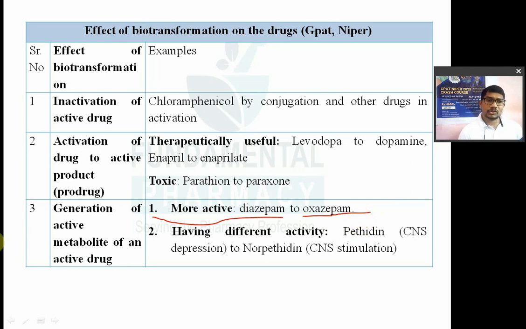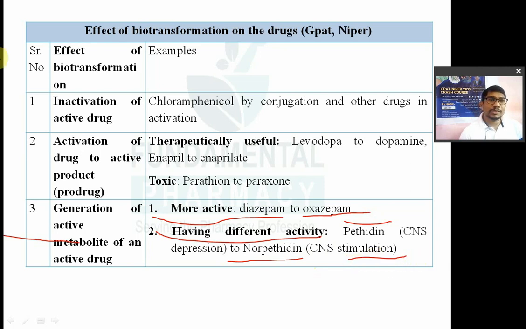Again, generation of active metabolite of active drug which is having different activity. For example, pethidine. Pethidine is a narcotic analgesic. Pethidine क्या है? Narcotic analgesic. So pethidine has a CNS depressant effect. Now this pethidine after metabolism is converted into one drug known as norpethidine. Pethidine का conversion norpethidine में होता है. And pethidine is a narcotic analgesic which is having CNS depression action, but norpethidine is having CNS stimulation action.